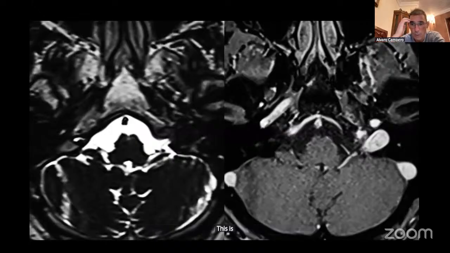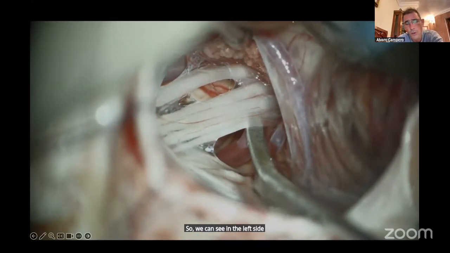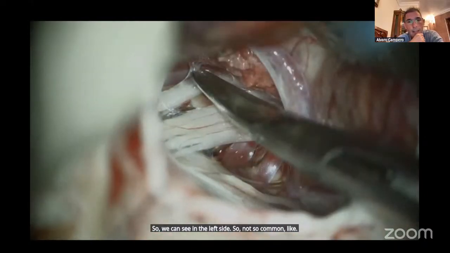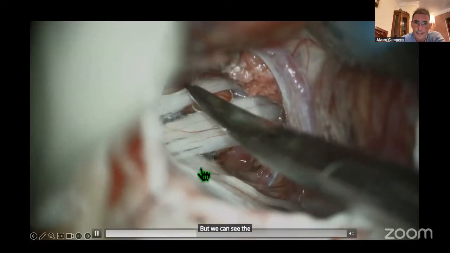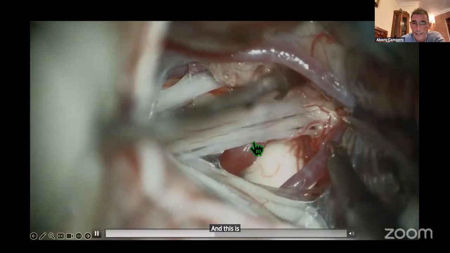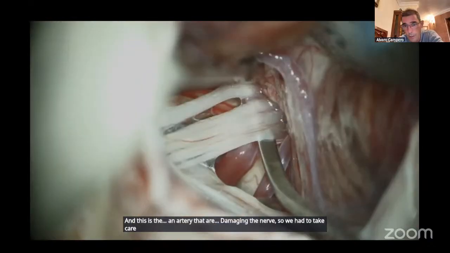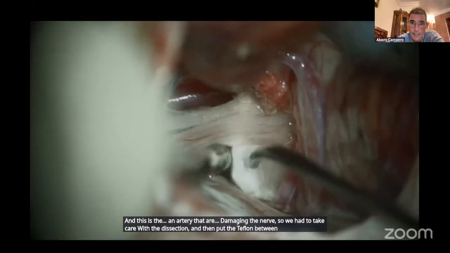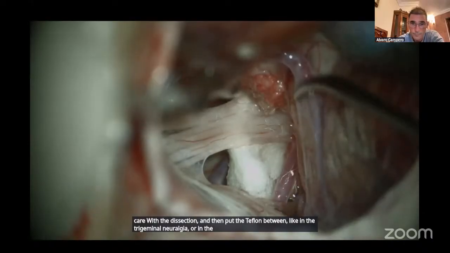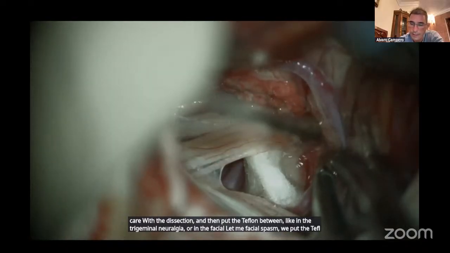This is the patient with the glossopharyngeal neuralgia. So we can see in the left side, not so common like trigeminal neuralgia or facial spasm, but we can see the 9 and the 10 and the 11 here. And this is an artery that is damaging the nerve. So we have to take care with the dissection and then put the Teflon between, like in the trigeminal neuralgia or in the hemifacial spasm, we put the Teflon between the artery and the nerves.